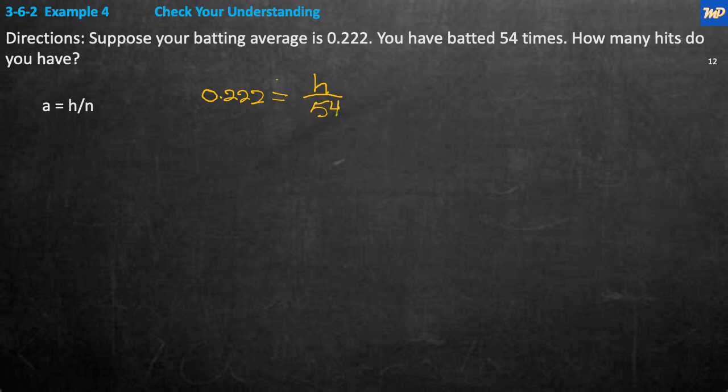And just like before, we have to get rid of the 54 with the hits by multiplying the numerator by 54 so that the 54 in the numerator and denominator can cancel. And if we multiply one side by 54, we're going to multiply the other side by 54. So I'm going to change it up this time. I'm going to do a different color. So now I'm going to say 54 times 0.222 is equal to the number of hits.